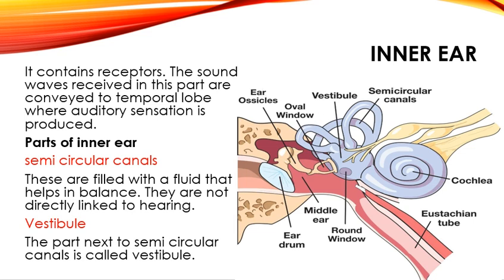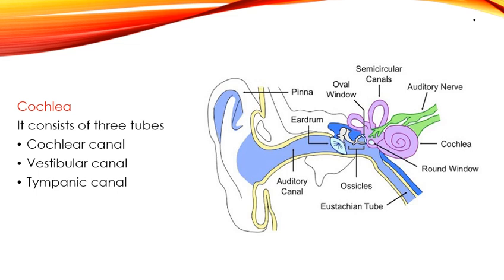Cochlea. It consists of three tubes: the cochlear canal, the vestibular canal, and the tympanic canal. The oval window of the middle ear, as we read earlier, is in fact located in this cochlea part. And the cochlea also contains a hole which is known as the round window.